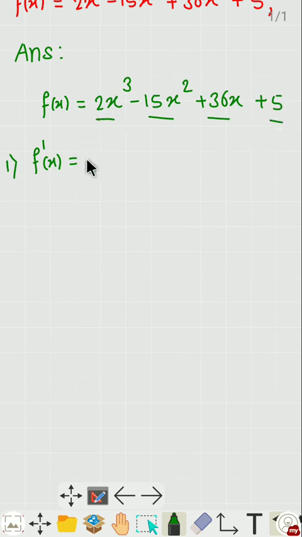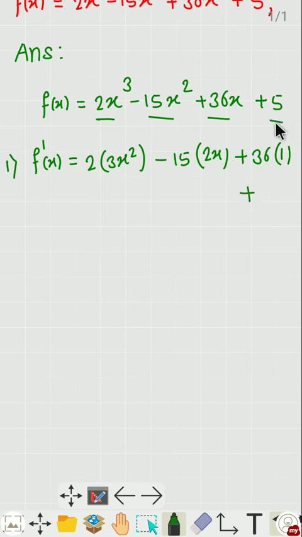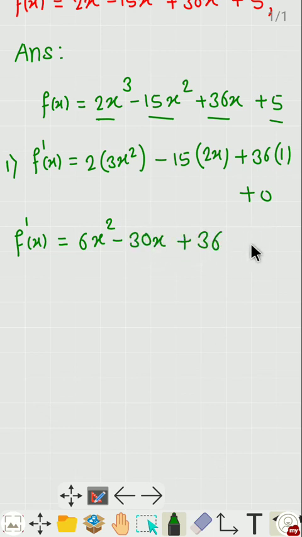As 2 is constant, we keep it as it is, and the derivative of x cube is 3 times x square. Minus 15 is constant, so it stays, the derivative of x square is 2 times x, plus 36 is constant, and the derivative of x with respect to x is 1. Plus, as 5 is only a constant term, its derivative is 0. So in the first step, we have f dash of x is equal to 6 times x square minus 30x plus 36. Okay, so this is f dash of x.